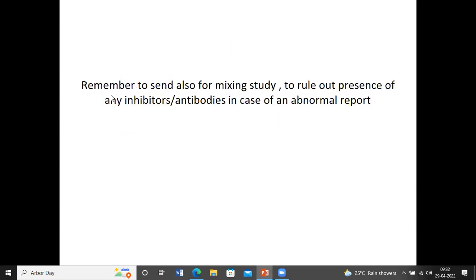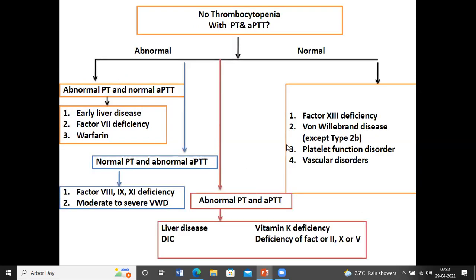And we also should always remember to ask for a mixing test to rule out any presence of inhibitors or antibodies in case of an abnormal report. So this is what we just discussed.